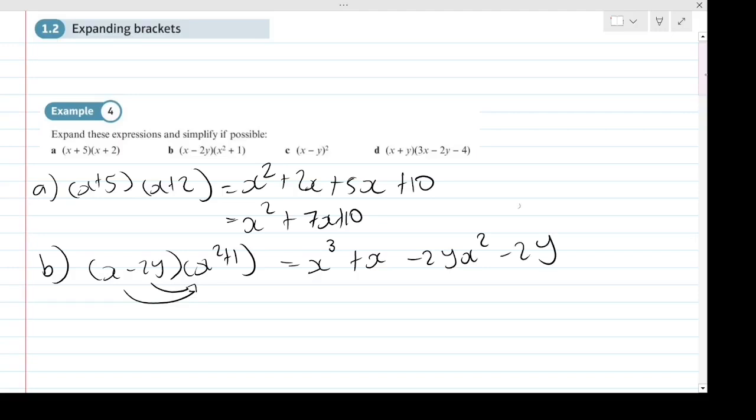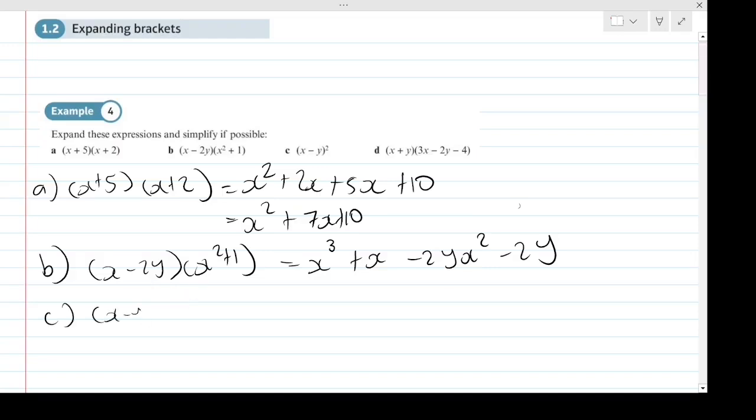And we can't simplify that anymore because none of these terms are the same, right? We have an x cubed term, an x squared term, an x and a y term. So we can't do anything more with that to simplify. So let's move on to part C.